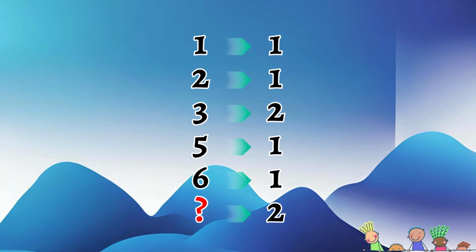Now, let's test your pattern recognition skills. Take a close look at these numbers. Can you figure out what number goes in the question mark? Let us take the first 2 numbers, the ones. Add them together, and what do you get? 2. And what do we have down here? A 2. Are we on to something? Let's continue this pattern.